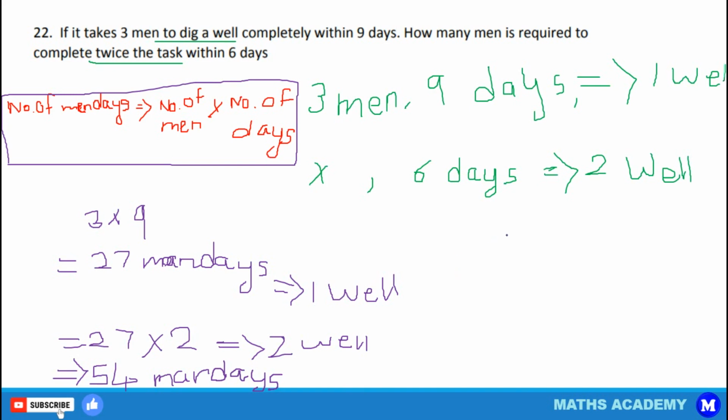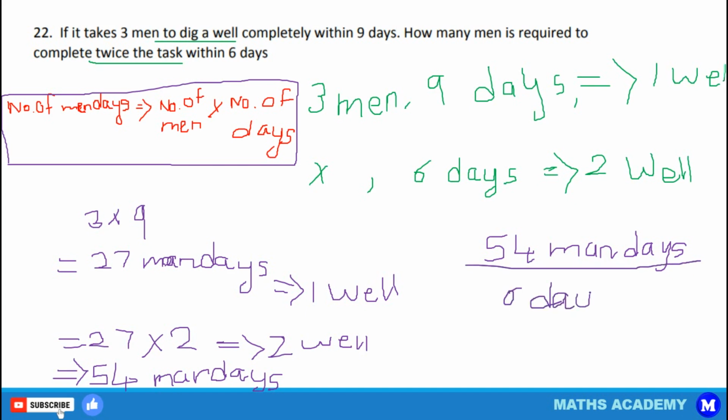So now we should calculate the number of men required. So to calculate that, we should divide the man days by the number of days. So there you get days cancel, 6 into 54 cancel, that will be 9. So that is equal to 9 men. So the number of men that is required to complete twice the task within 6 days is 9 men. So with that, let's move on to the next slide.